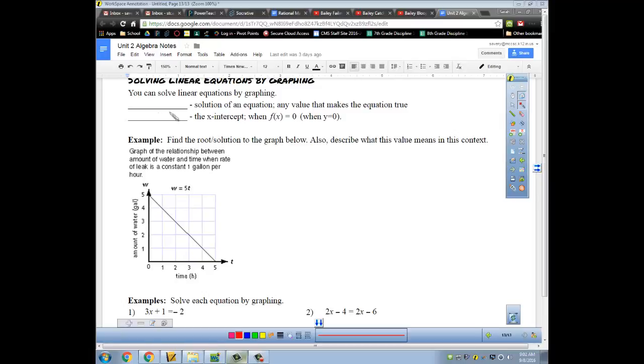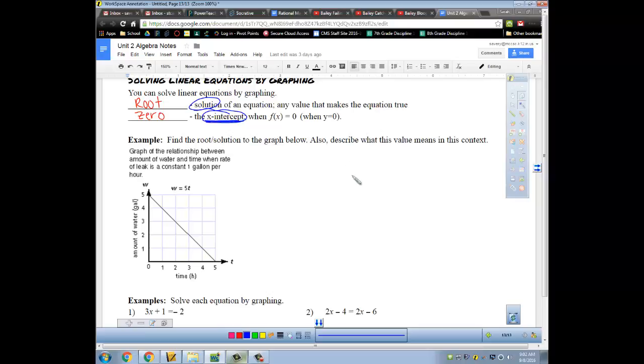So first vocab term is root. The root is just a solution to an equation, so the answer to an equation. Another word for that is zero. Zero is the x-intercept. So anytime you graph an equation, we can call the root the zero or the solution, whatever the x-intercept is. So root, zero, solution pretty much all mean the same thing in terms of graphing, and again it's the x-intercept. So we're going to focus on that in the last two questions.